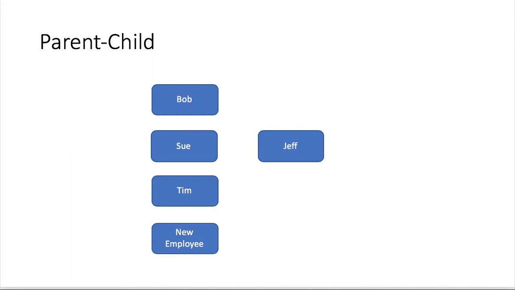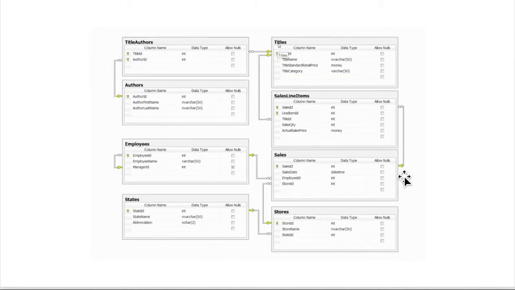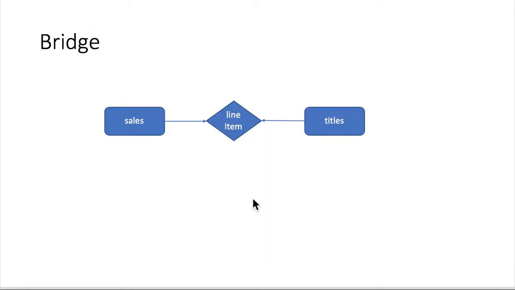Another thing to note is that the line item table represents a bridge between the sales and the titles. So it also defines what's known as a many-to-many relationship. A many-to-many relationship is very common in OLTP designs. Here's an example.